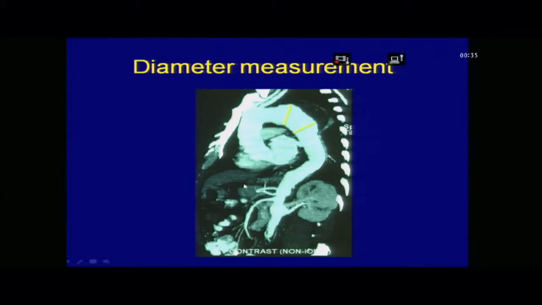Again, to re-emphasize, diameter measurement should be parallel to the blood flow. It should not be in the axial cuts. So do not take your measurements in the axial cuts. It should be perpendicular to the wall of the aorta. So in this case, see, it is almost a vertical measurement, which actually is the axial measurement. So that should be again kept in mind.